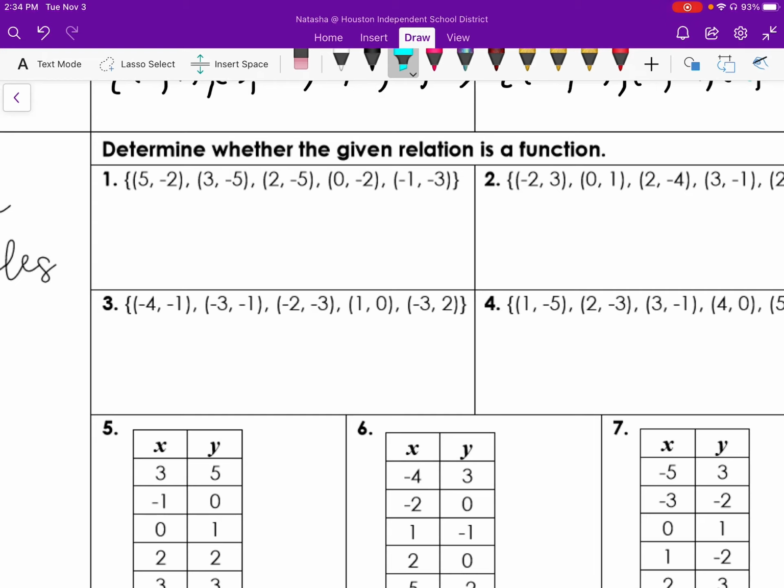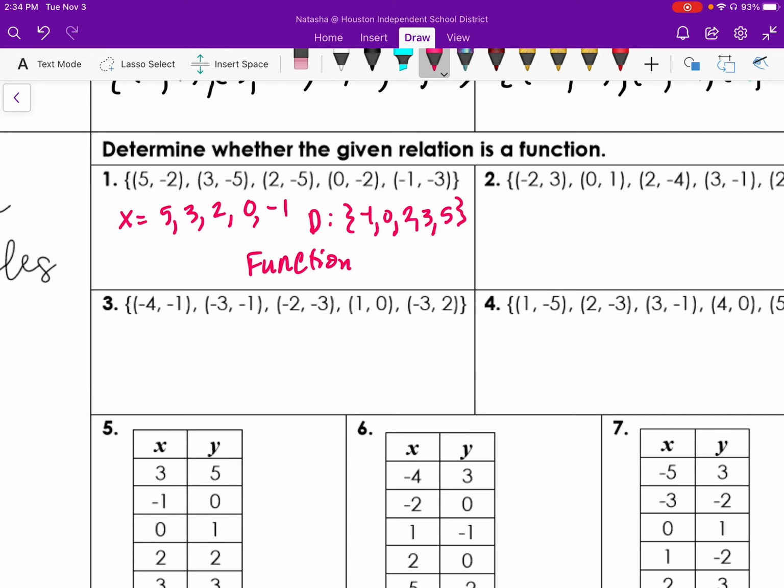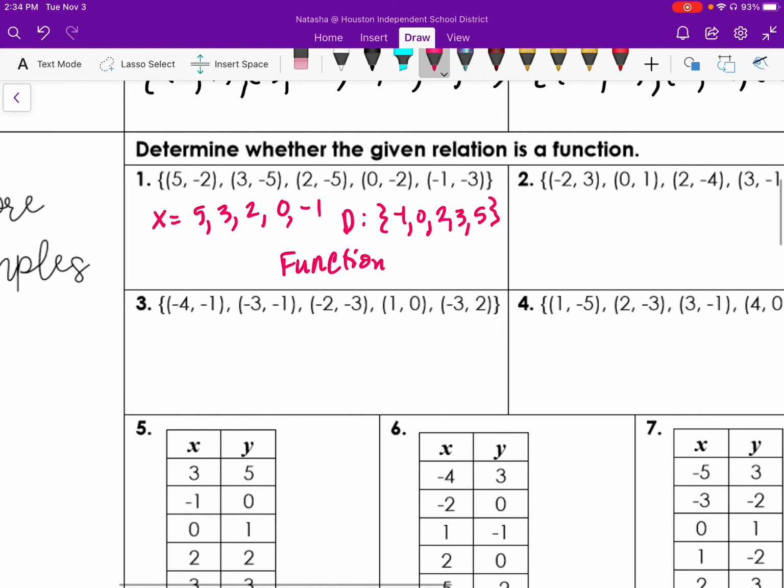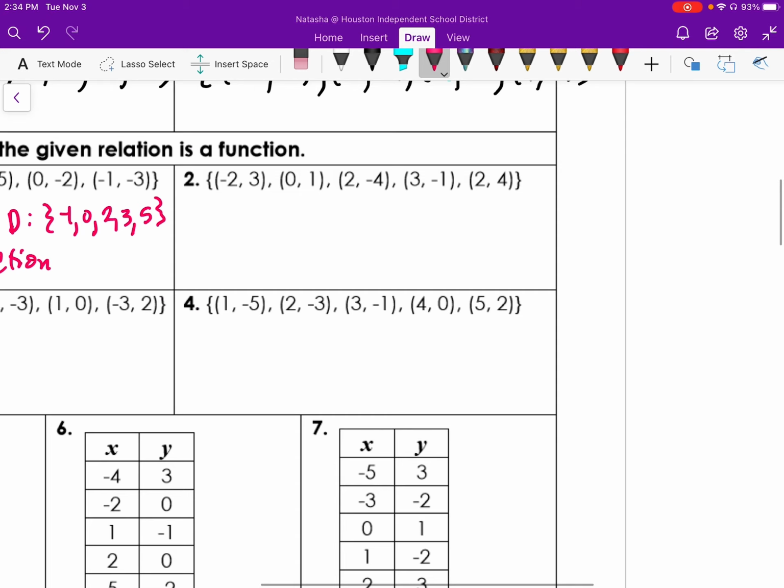If I look at number 1, I'm going to talk about my domain values, or my x values. We've got 5, 3, 2, 0, and -1. There's no x value here that repeats, so this would definitely be a function. If I were to write this as my domain, I would need to write it from lowest to highest: -1, 0, 2, 3, and 5. All right, we are done with number 1, and let's look at number 2.